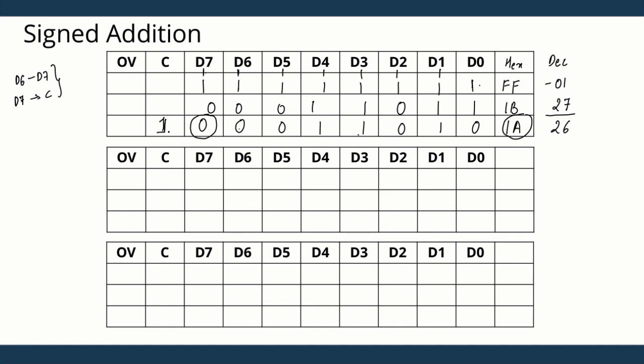Now how to handle this carry? What will happen to the overflow and the carry? If you see, there is an overflow from D6 to D7, and there is an overflow from D7 to carry. When both are there, that means there is no overflow. So this number fits within the 8 bits. So you will see that this carry is equal to 0 and you can actually discard it. The carry does not make any sense over here.